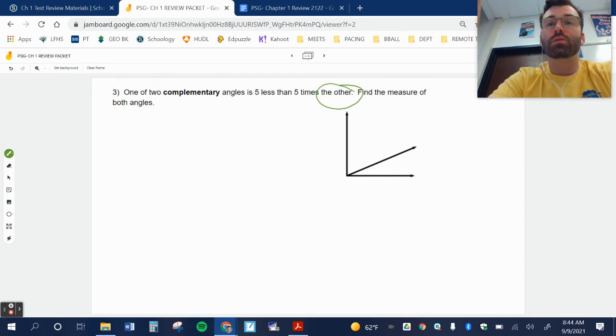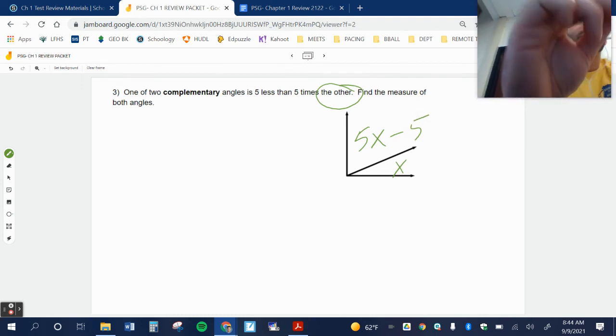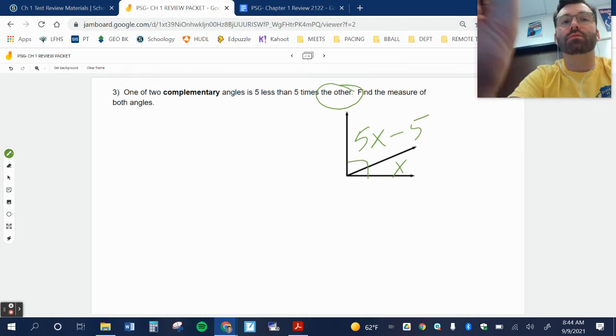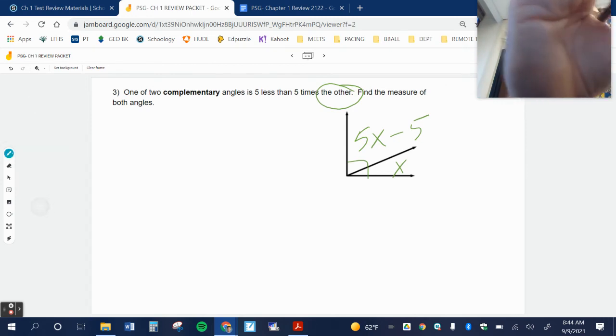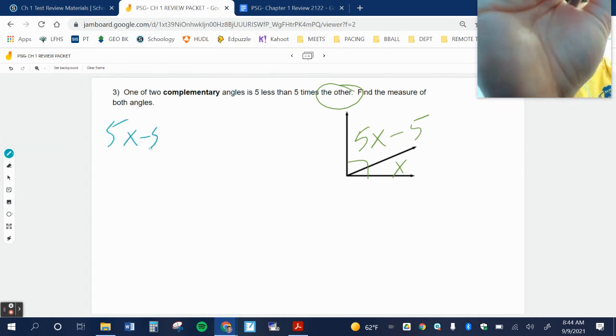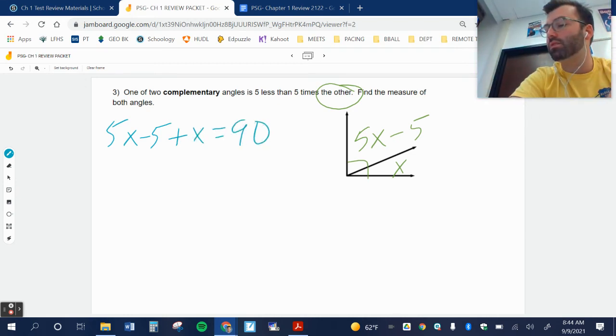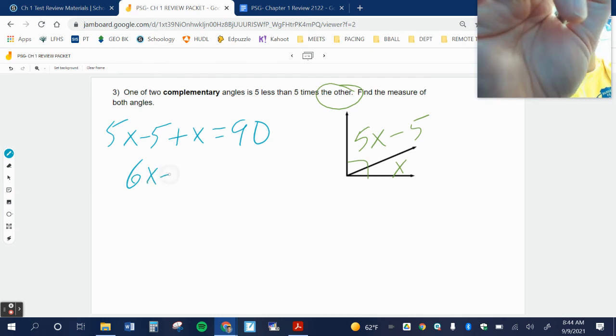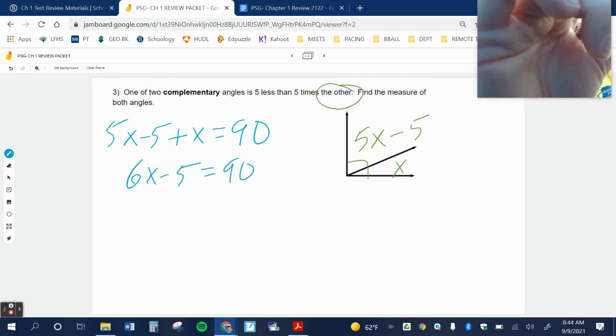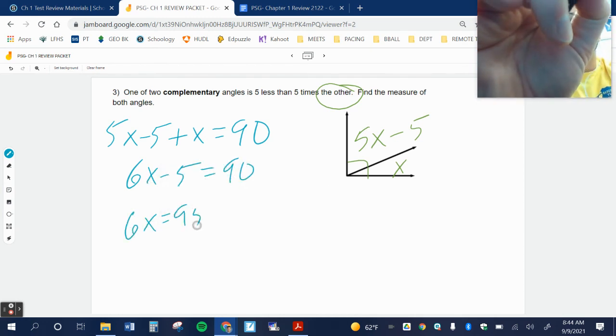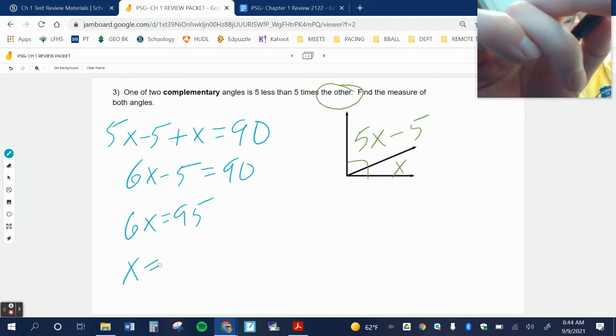An unknown means we use what letter? Oh, that means we use x. All right, 5 times the other, 5x. 5 less than that, -5. So if this is complementary, that means it's a right angle. That means 5x minus 5 plus x equals 90. So 6x minus 5 equals 90. So 6x equals 95.